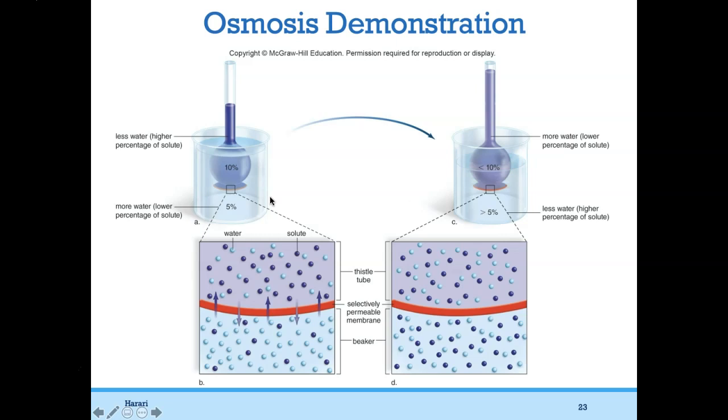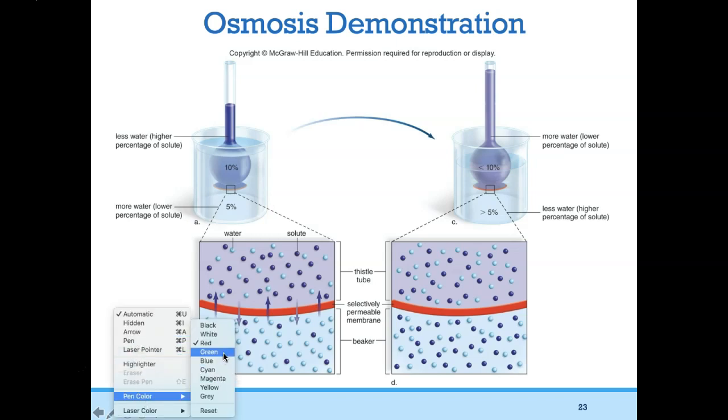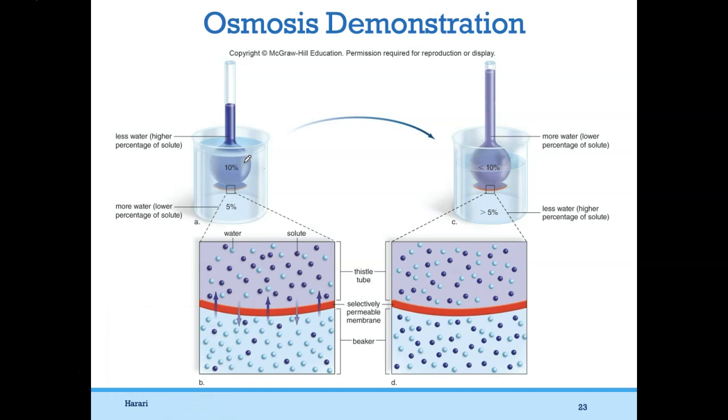Another way to think about this, I don't know if this is going to help or not, but think about the concentration of water, right? So what's the concentration of water inside this Thistle Tube? If it's 10% dye, that means it's 90% water. And what's the concentration of water inside the beaker? Right, 95%. It's 95% water inside the beaker because it's 5% dye.